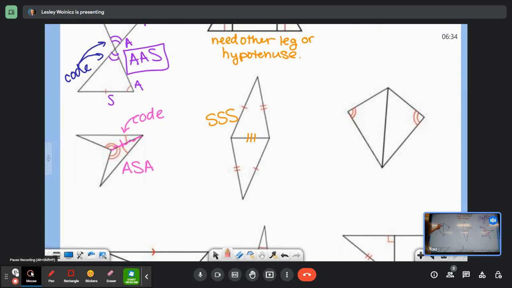Okay, this one has a shared side, but we don't have any other sides or any other angles. So these, we can't say that they're congruent. We need another angle or side.